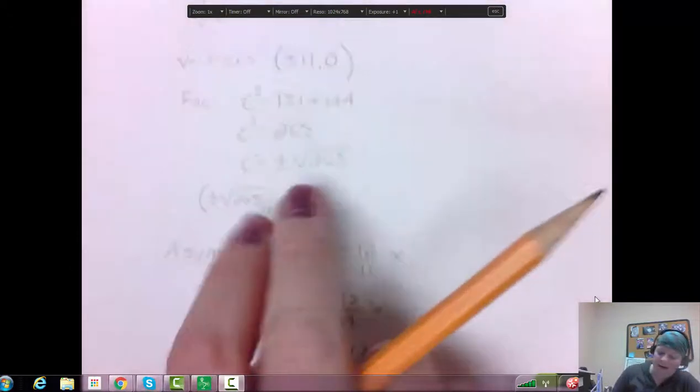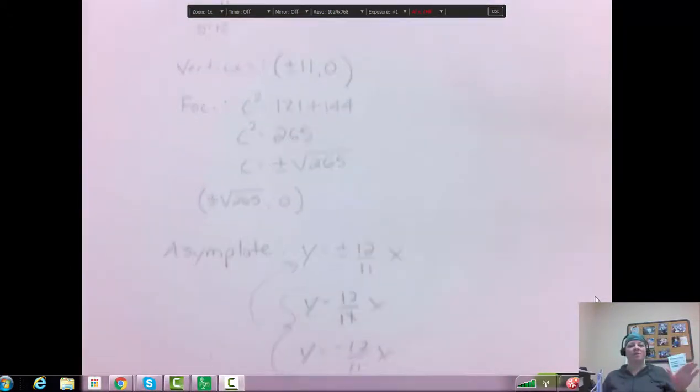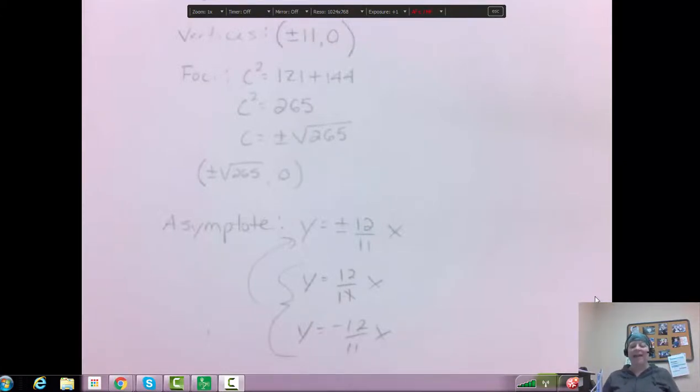Same here, same here. So a lot of times when you write your answers in, they're not just written by hand. When you write them in Math Excel, you're going to have to separate them. So make sure I show you that.